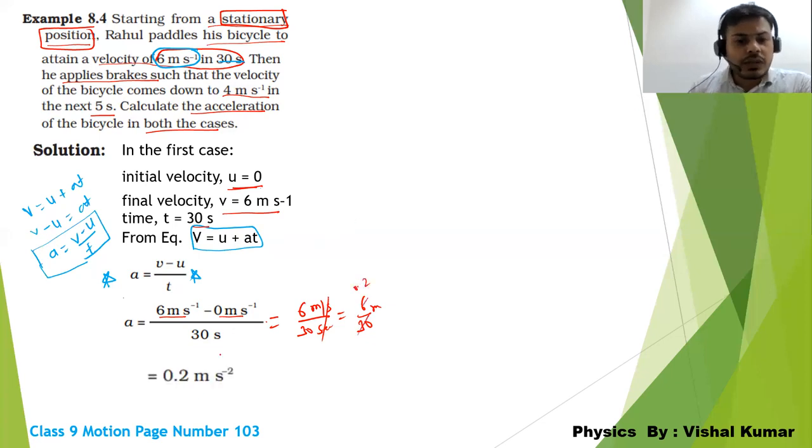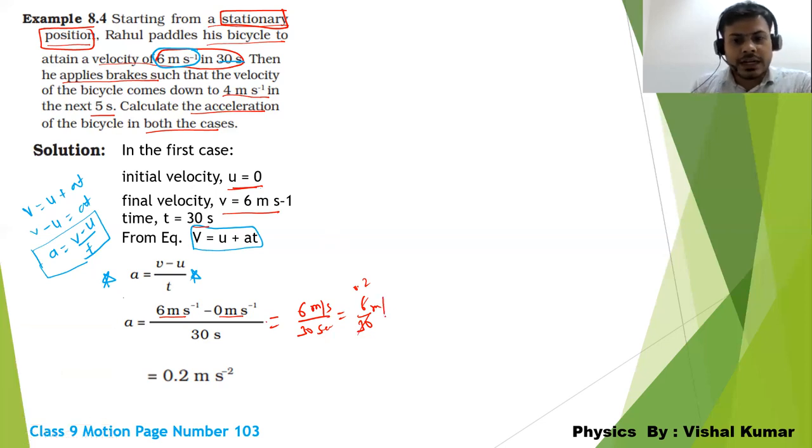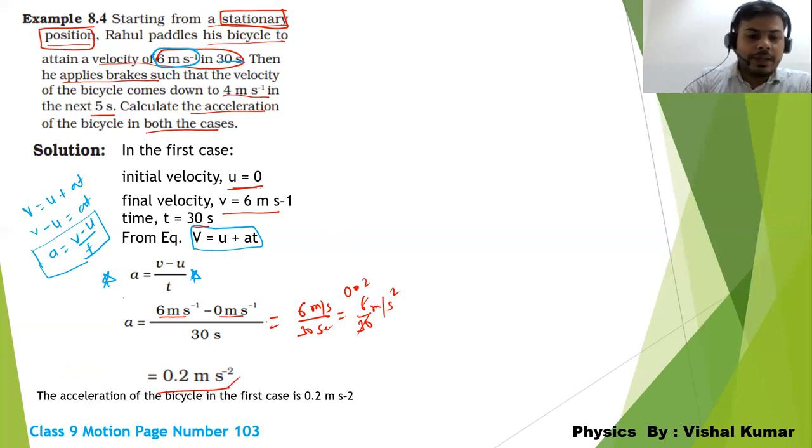Now, the correct answer for that: the unit is meter per second, and second becomes second square, it is not cancelled, because we have to find the acceleration. The final answer becomes 0.2 meter per second square. It means the acceleration of the bicycle in the first case is 0.2 meter per second square.